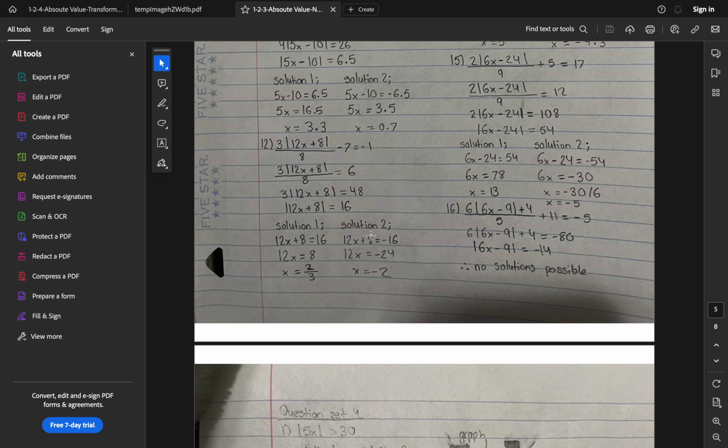This is done by isolating. Solution number 2, we get 12x plus 8 equivalent to negative 16. All right, so it becomes 12x is equivalent to negative 24, and x is equivalent to negative 2.